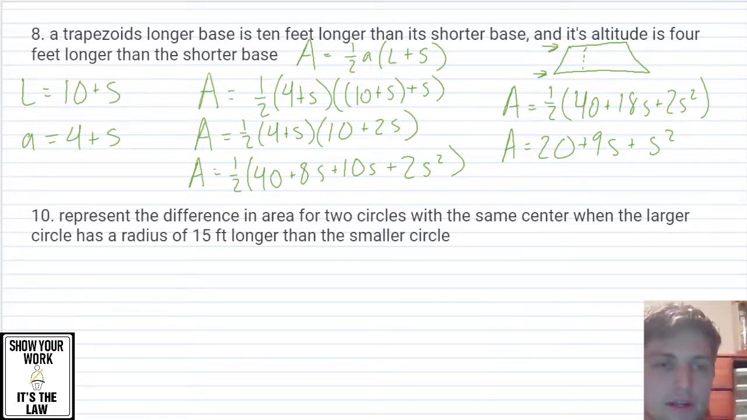So instead of having to know the length of the longer side, the altitude, and the smaller side, we just have to know the length of the smaller side, and we can figure out what the area is. And let's do number 10.